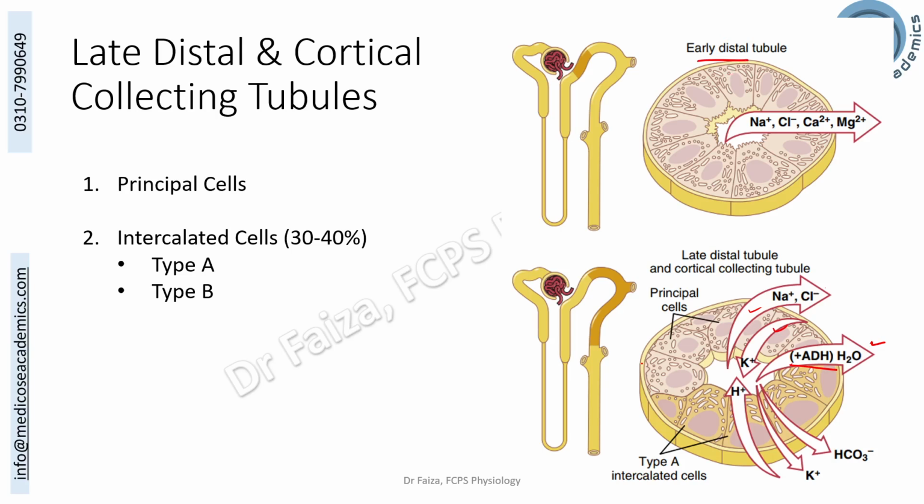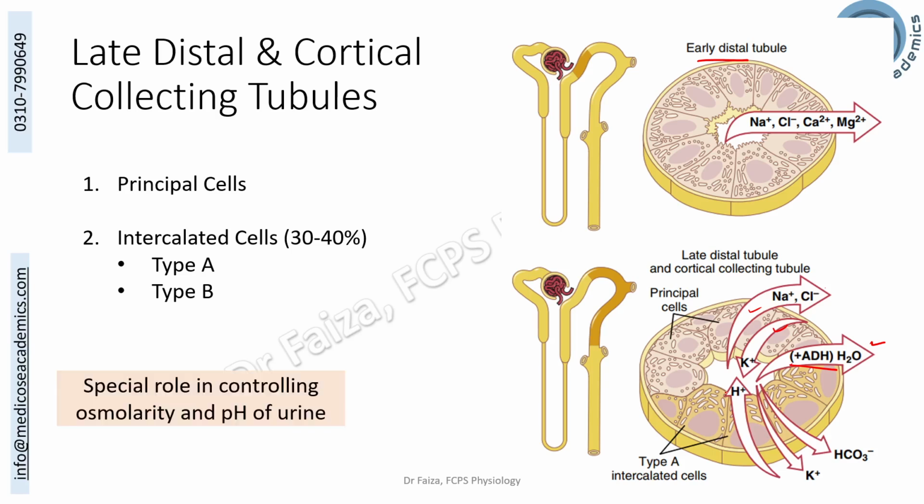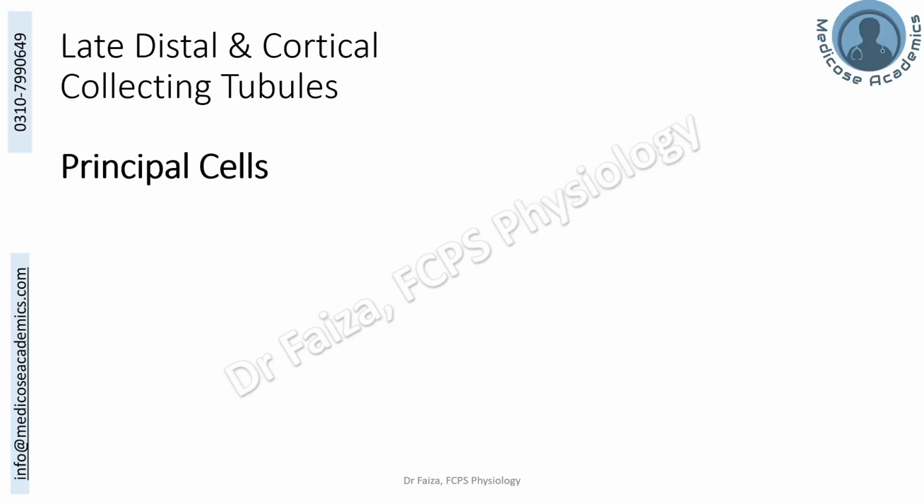virtually impermeable. Type A intercalated cells are involved in the reabsorption of potassium and bicarbonate and secretion of the hydrogen ions. We will be looking into the special roles of these cells in the maintenance of urine osmolarity as well as pH in the coming up sessions.